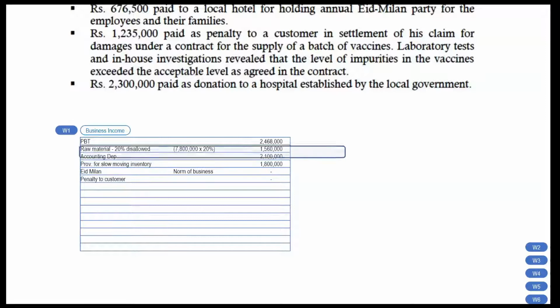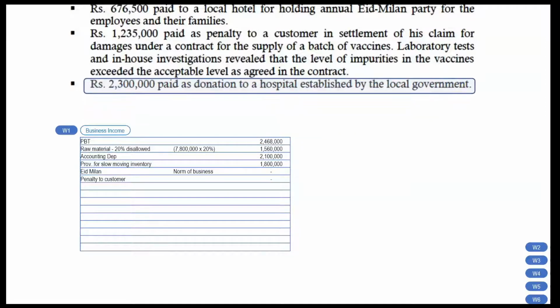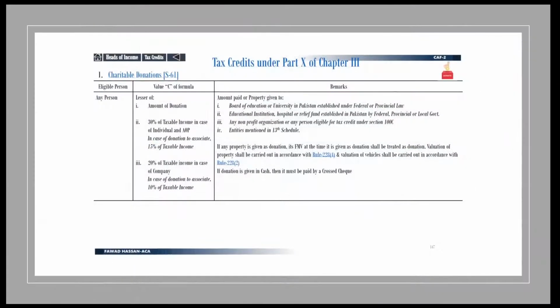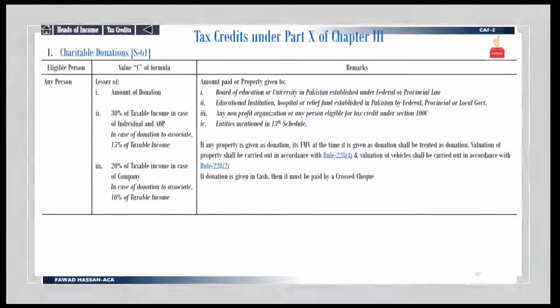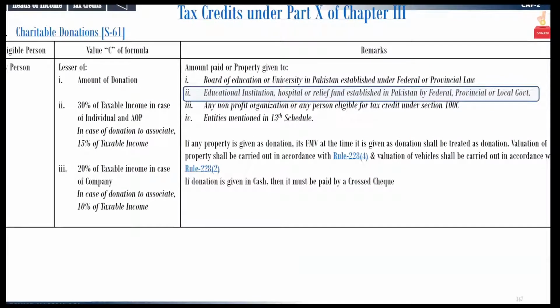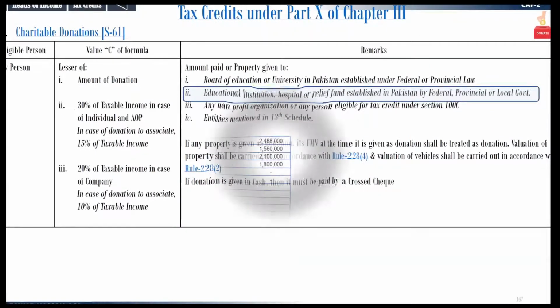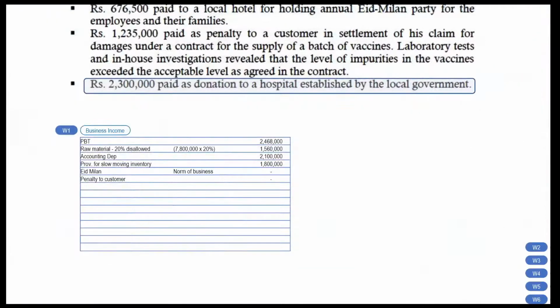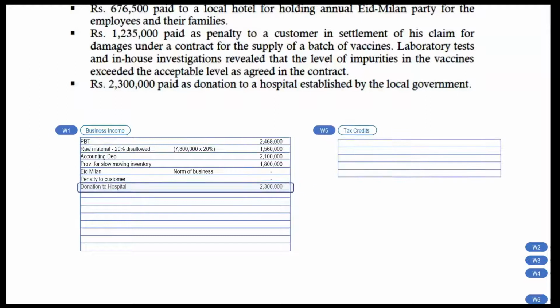Next information is about donation to a hospital established by local government. Recall notes slide for section 61. Donation to such hospital is eligible for tax credit. Refer back to your solution. Donation will be treated as tax credit and not an expense. So first add back the amount of donation to profit, because it is not an expense. Now mention donation amount in working for tax credit.